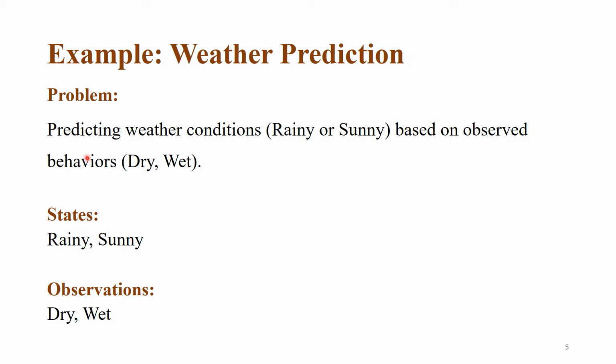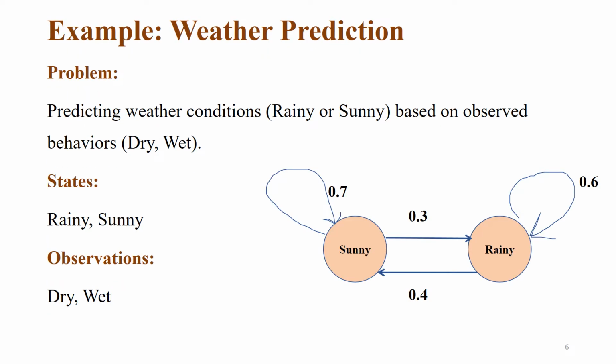For example, let us predict the weather conditions, rainy or sunny, based on the observed behaviors, whether it is dry or wet. Let the states be rainy and sunny and the observations be dry and wet. As represented in this figure, with the two states sunny and rainy, the transition probability from sunny to sunny is 0.7, from sunny to rainy is 0.3, from rainy to sunny is 0.4, and from rainy to rainy is 0.6.